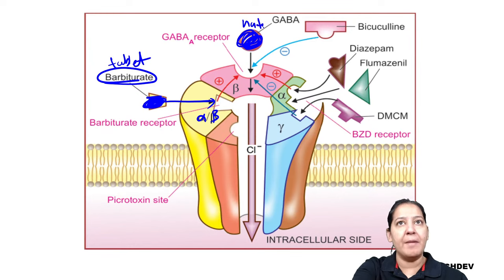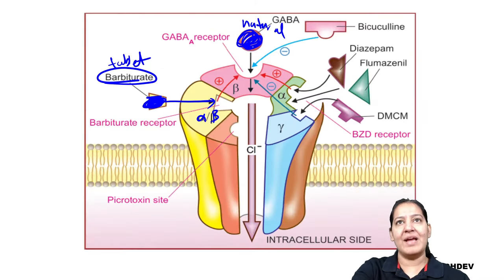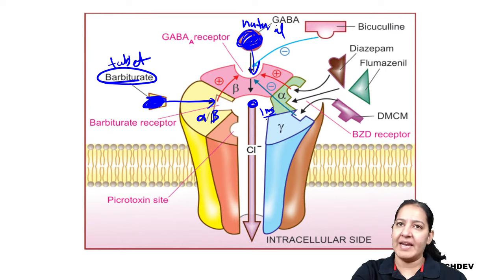This is natural GABA present in the body. Normally, natural GABA comes in the body and binds here, so it opens the chloride channel just for a second. It is for 1 millisecond. It opens for 1 millisecond.